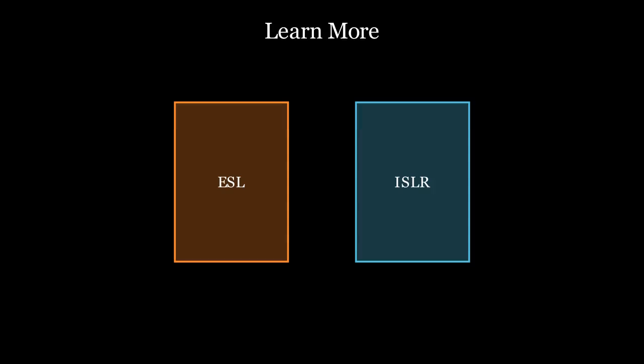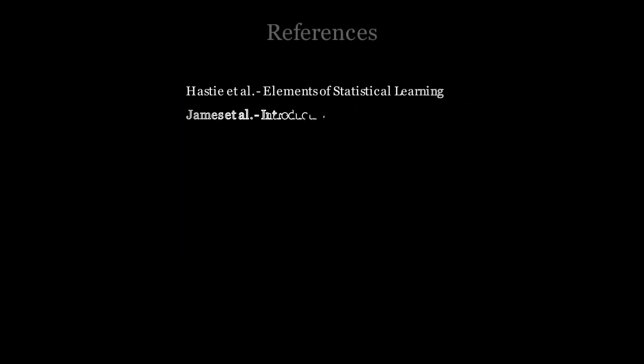References: Hastie, Tibshirani, and Friedman, 2009, The Elements of Statistical Learning. James, Witten, Hastie, Tibshirani, 2013, An Introduction to Statistical Learning. Gujarati, Porter, 2021, Basic Econometrics.